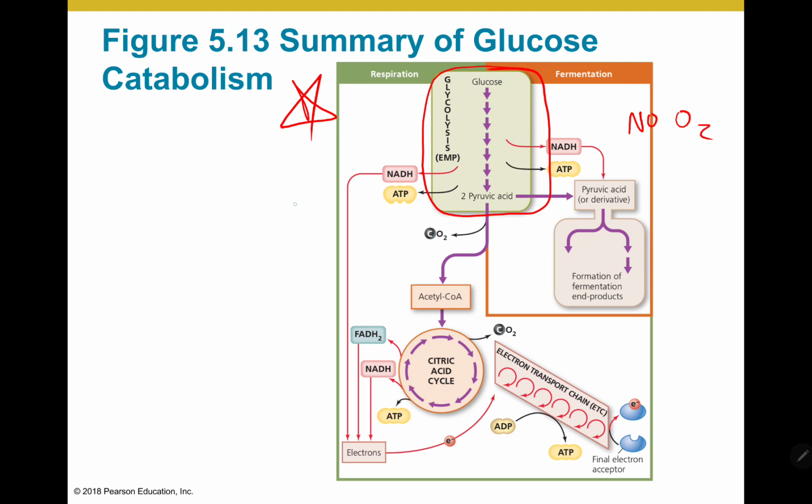If you do have oxygen, this is now aerobic on this part. All right, this is aerobic. This is if you do have oxygen. Glucose gets broken down into pyruvate. Pyruvate then gets converted into acetyl-CoA. The carbons of the acetyl-CoA go through the citric acid cycle, right?